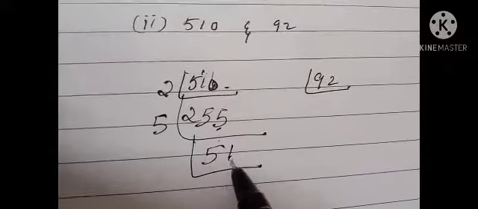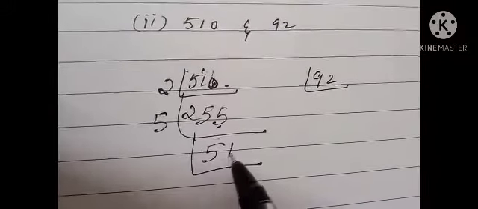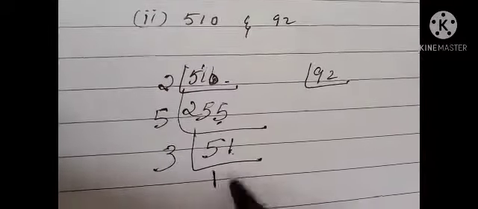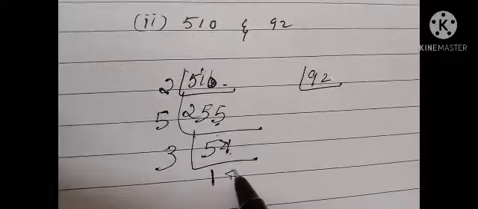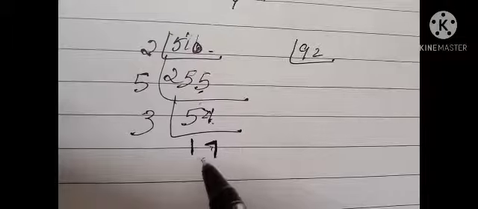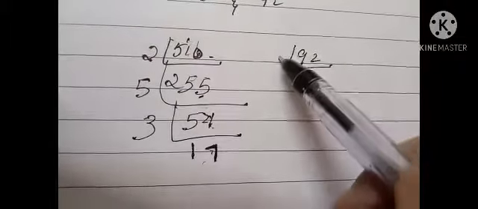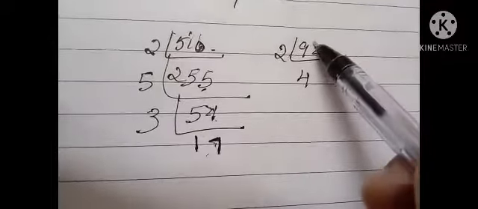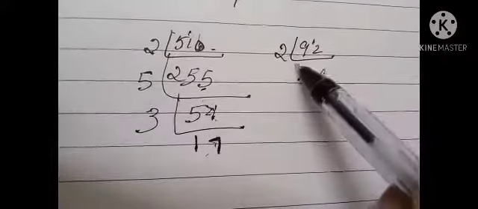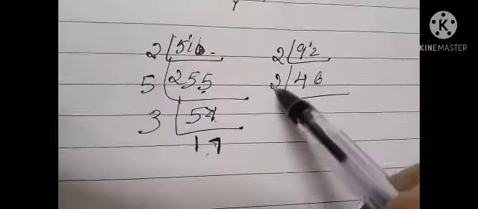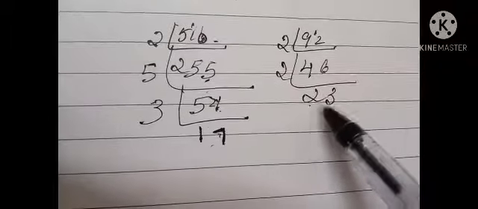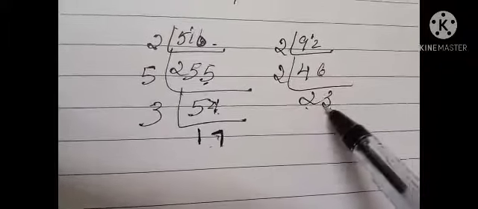Now this is not divisible by 2. 5 plus 1 is 6, so it is divisible by 3. So 1 3s are 3, remaining 2. In 21, 7 3s are 21. Now 17 is a prime number, so we have to stop. Next number is 92. It is even number, so we have to divide it by 2. 4 2s are 8, remaining 1. 6 2s are 12. Again it is divisible by 2 because it is an even number. 2 2s are 4, 3 2s are 6. Now 23 is a prime number, so we have to stop this.